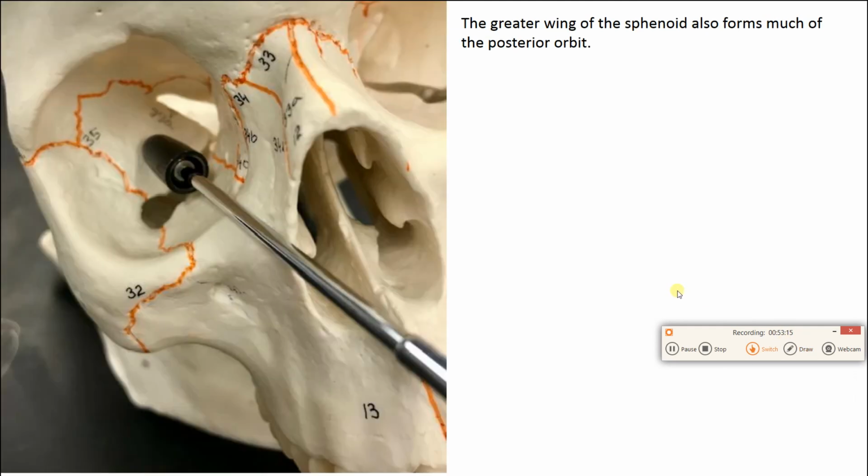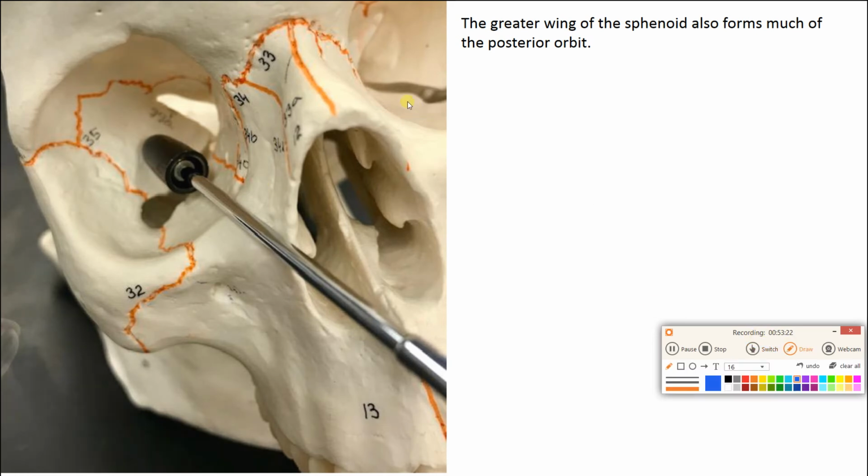If we go into the orbit, we're seeing the sphenoid bone again. So look at this. This is the eye socket right here. Up top here, we had that supraorbital margin of the frontal bone. I'm just going to say SMF right there. If we look in here, this big chunk of bone in the back of your orbit is going to be sphenoid. This part here is your greater wing of your sphenoid bone right here. It forms a big part of the back of the orbit.